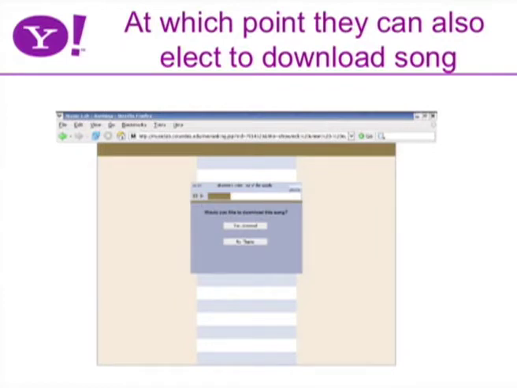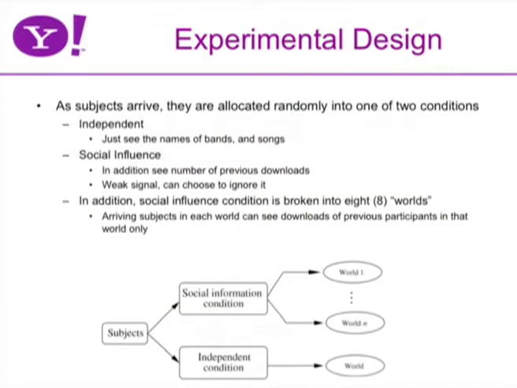And then it just sends you back to the main screen, and you can listen to as many songs as you want before finishing. What you don't know is that as you arrive, you're randomly assigned to one of two conditions. So the first condition is the one that you just saw, what we call the social information or social influence condition. And the other one is the independent condition. It looks exactly the same, except there's no numbers. Right? So you have to make your decisions completely on your own.